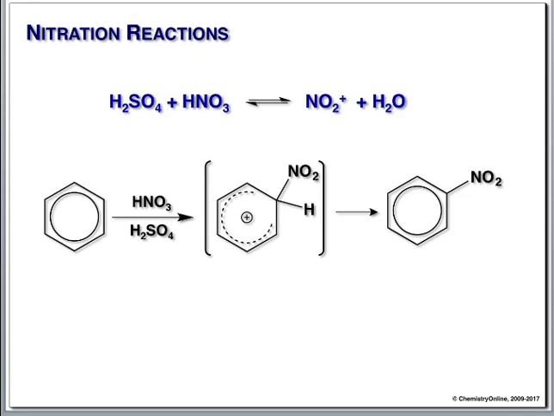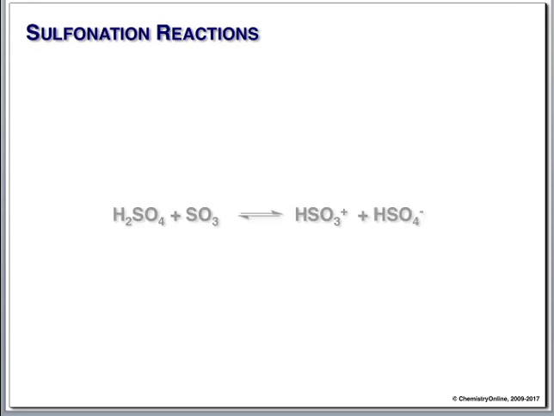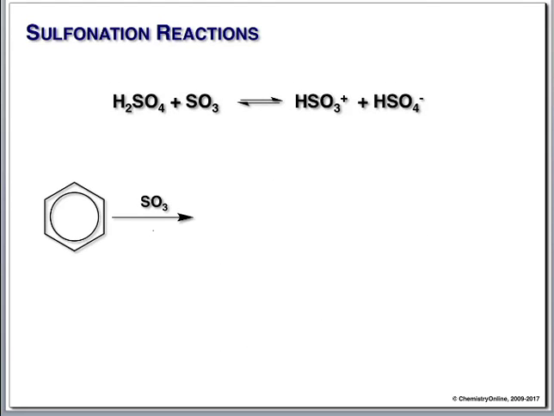One more. Sulfonation. With sulfonation, we're going to make HSO3 plus in the fuming sulfuric acid. We're going to add through the sulfur. So the electrophilic addition intermediate looks like this. And we wind up with the benzene sulfonic acid.